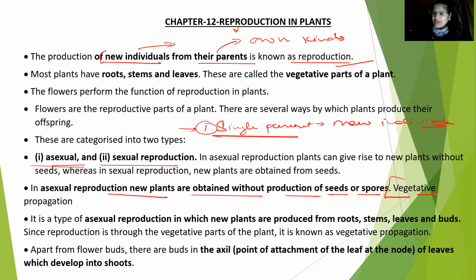Asexual reproduction is also defined as vegetative propagation. Why is it called vegetative propagation? Because in asexual reproduction, when the reproduction takes place with the help of roots, stems, leaves, and buds, this is called vegetative propagation, because these are the parts of the plant which are called vegetative parts. These are not the reproductive parts.